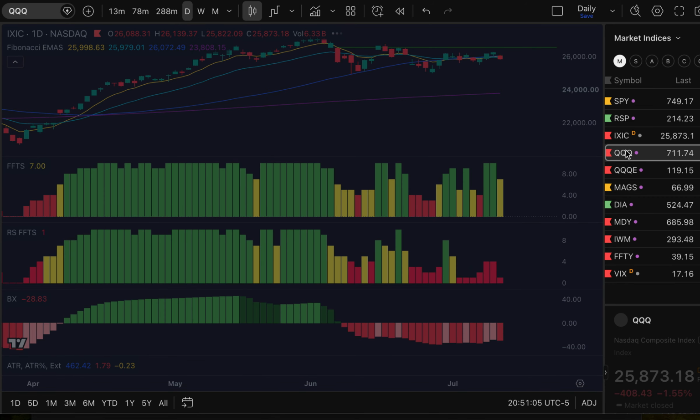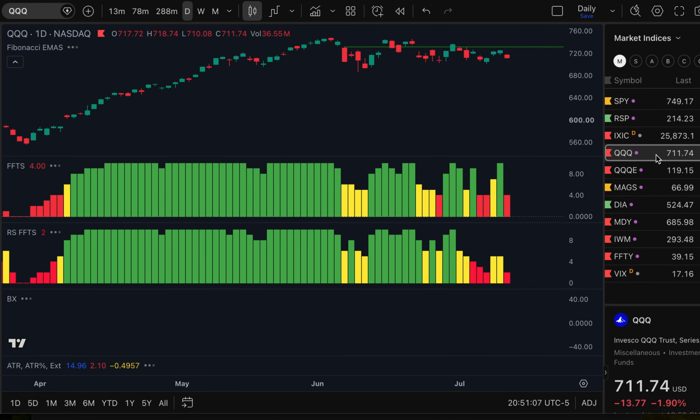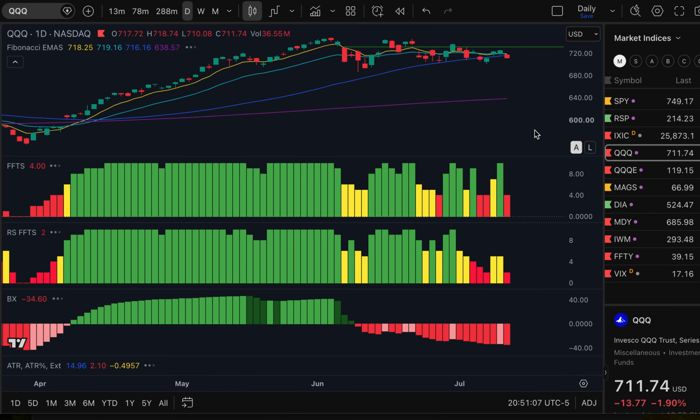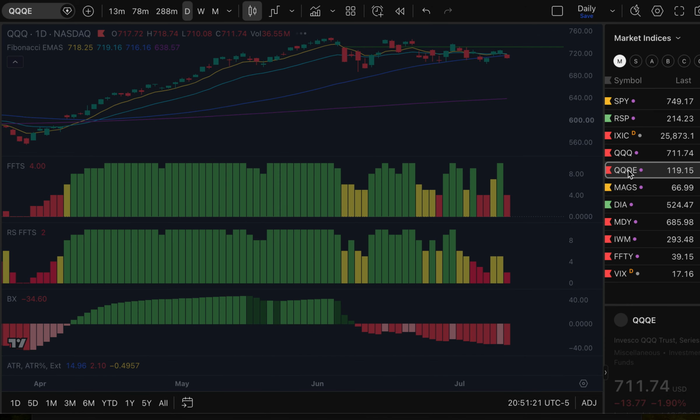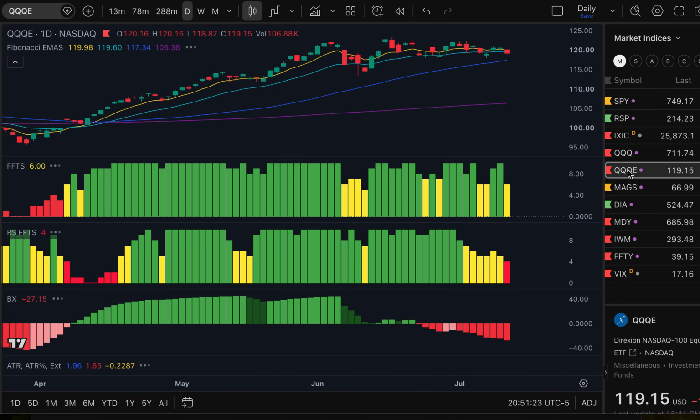The NASDAQ 100 QQQ, trend stack at only a 4 out of 10. Relative strength trend stack at a 2 out of 10. Momentum is negative and decreasing. NASDAQ 100 equal weight, 6 out of 10 on the trend stack, 4 out of 10 on the relative strength trend, and negative and decreasing momentum.